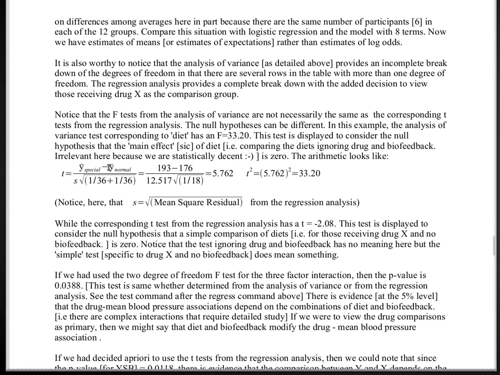Now, that might seem like a perfectly sensible thing to do, perhaps. But notice this is not the same as the corresponding t-test. And we'll look at this in a minute. So this is comparing two averages, each based on 36. Okay? And one can see that, in fact, this so-called main effect, and I'm putting this in quotes here, is comparing the diets ignoring the drug and biofeedback characteristics, pretending that there was no issue here. Now, what about the t-test that's a part of this regression analysis? Well, the first thing we'll notice is that the t-statistic that we get is minus 2.08 and not this number 5.762. Okay?